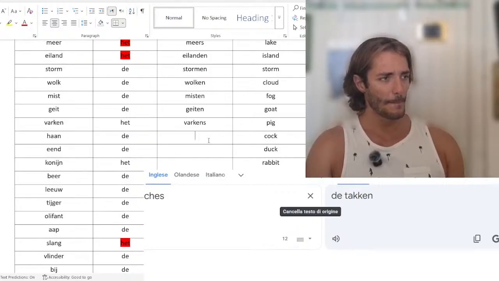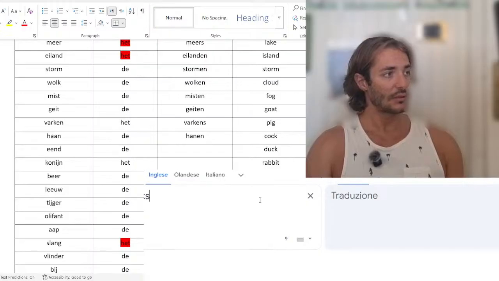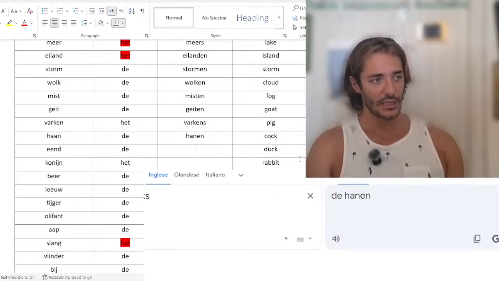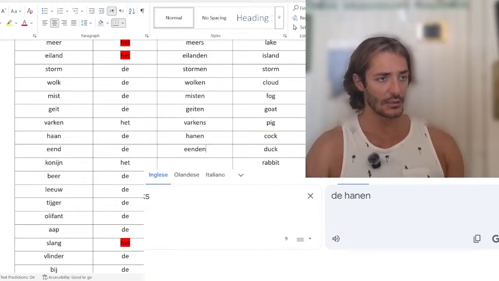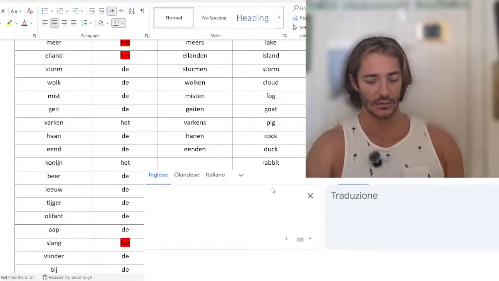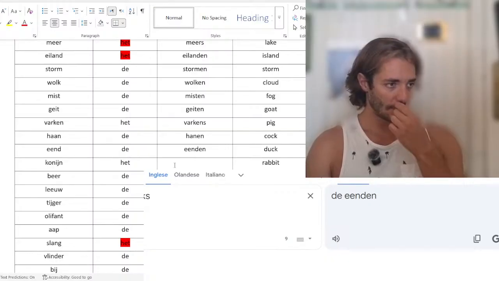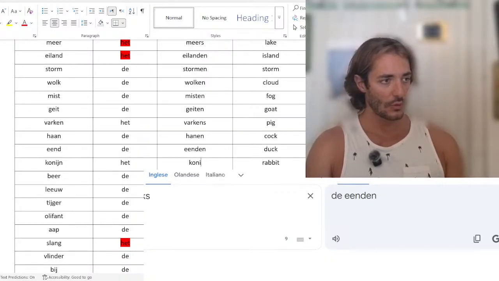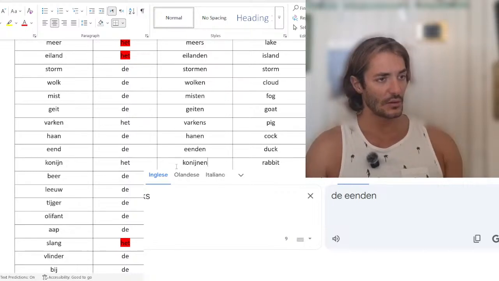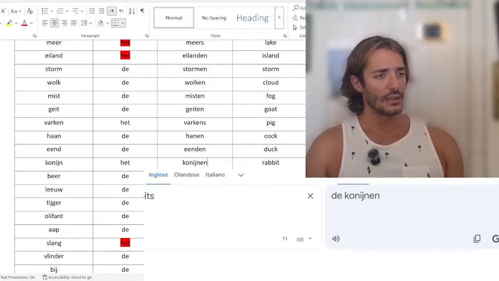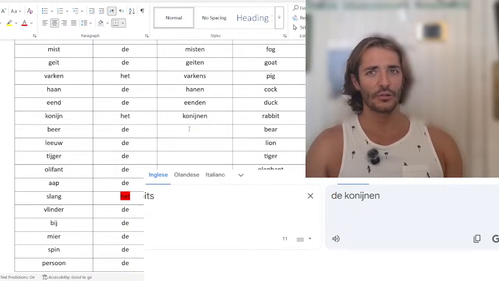De haan. De hanen. Let's check. The cocks. The hanen, yes. The end. The enden. Let's check. The ducks. The enden, yes. Het konijn. Konijnen. Let's see. The rabbits. Konijnen, yes. Yeah, so there is some kind of regularity at least in this.